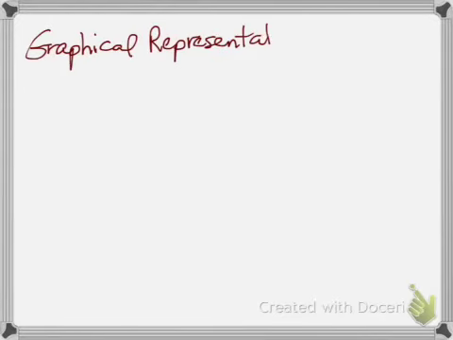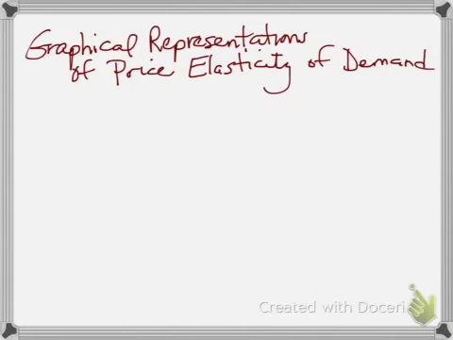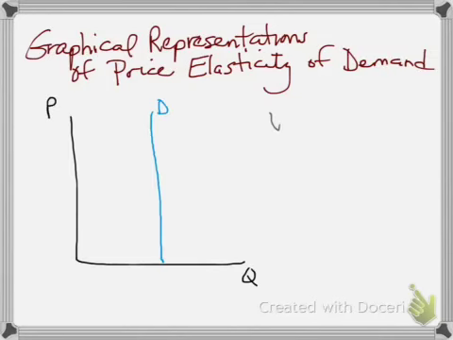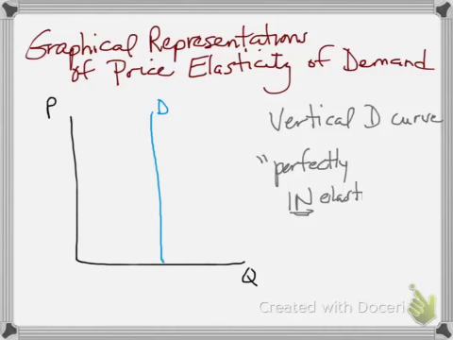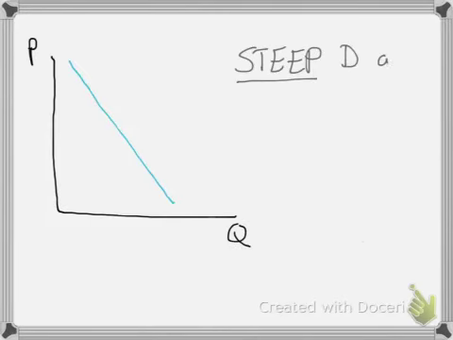Now we're going to look at elasticity from a graphical representation standpoint. One of the extreme cases would be where a demand curve is perfectly vertical. So it is at a fixed quantity and the price can go up or down and we are at that fixed quantity. We would refer to that as perfectly inelastic demand. The quantity demanded does not change regardless of how much price may go up or down.